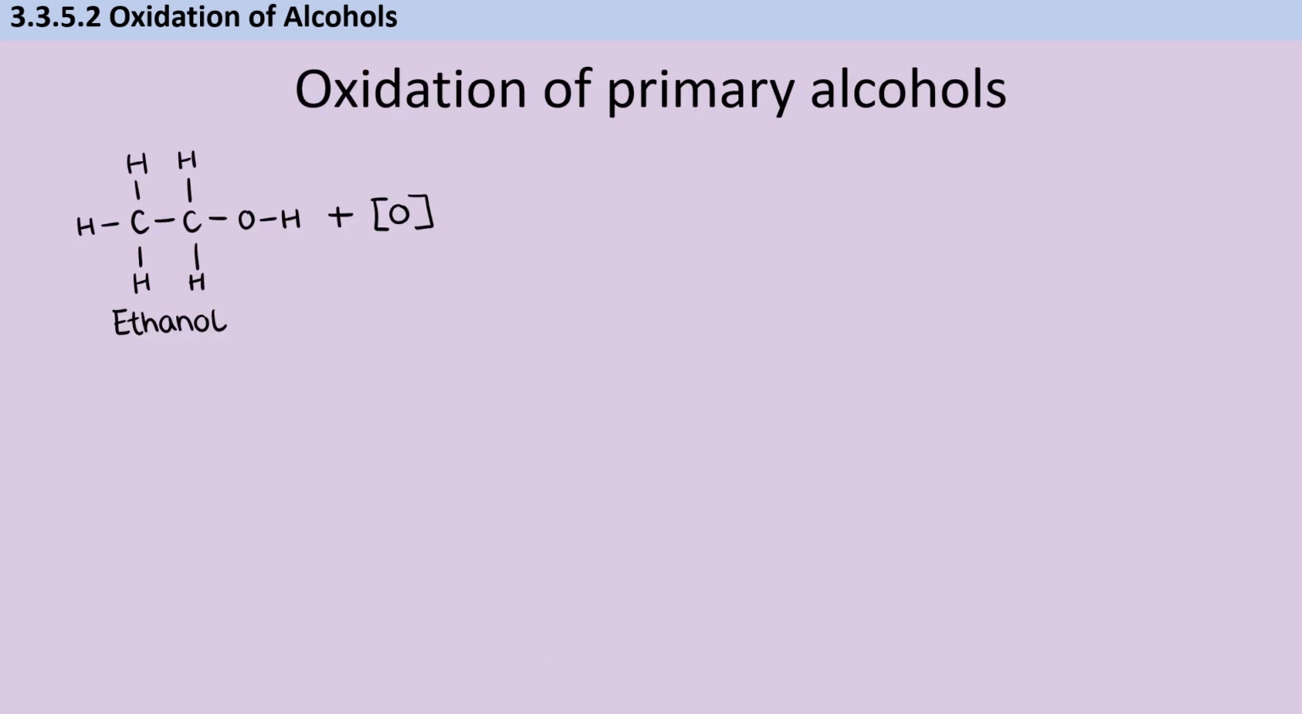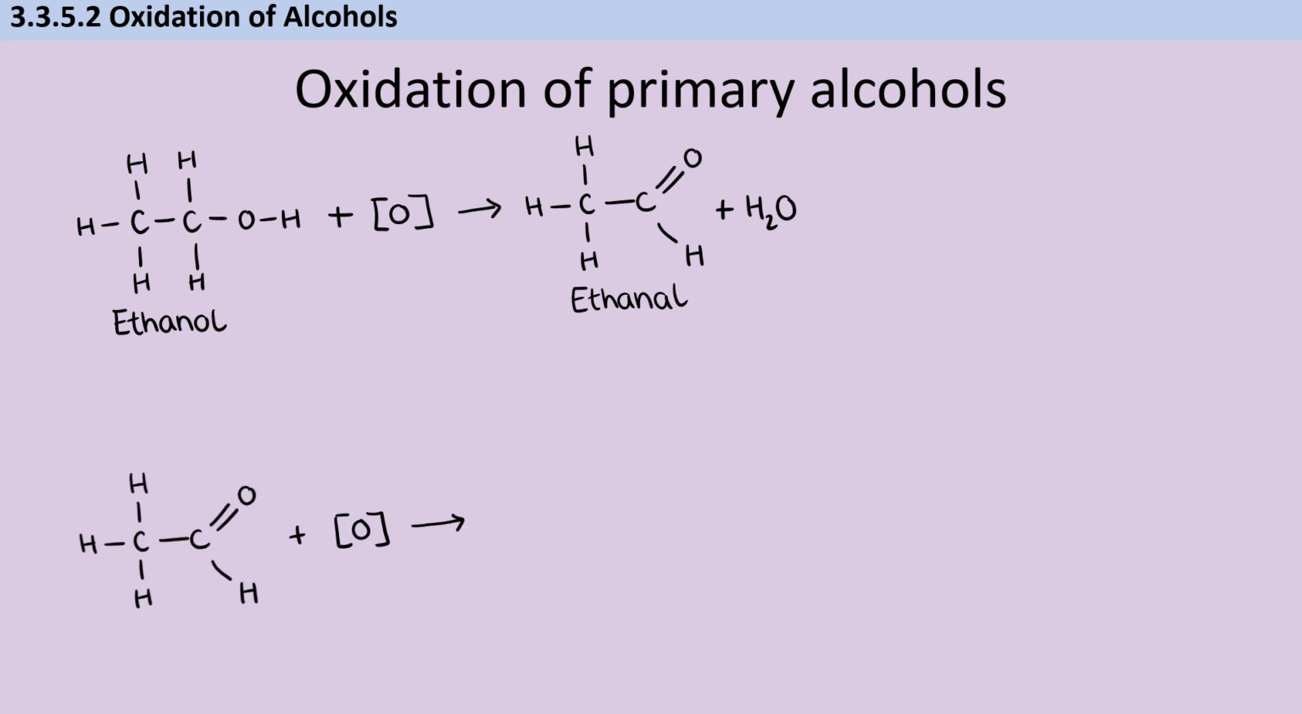If we represented these reactions with equations, then it would look a bit like this. We'd start off with ethanol, and then we would have the oxidizing agent, and that would lead to the production of ethanal and also water. And then that ethanal could be put together with some more oxidizing agent, and then we would get ethanoic acid.